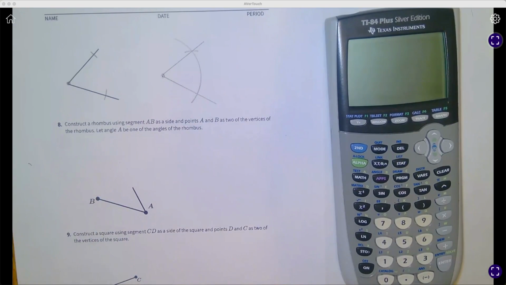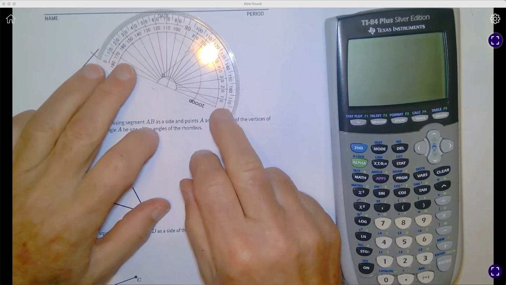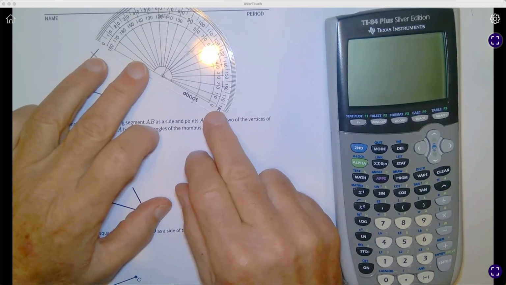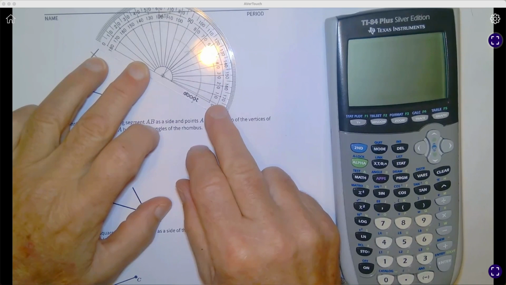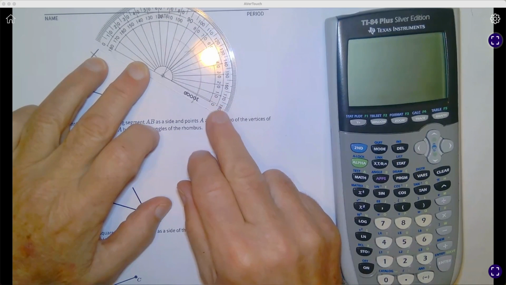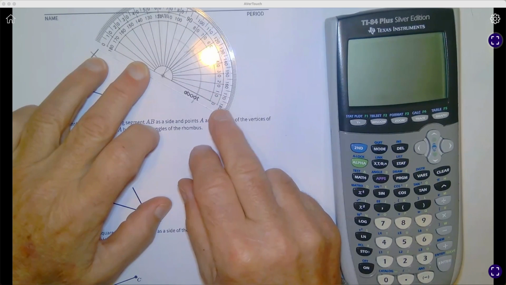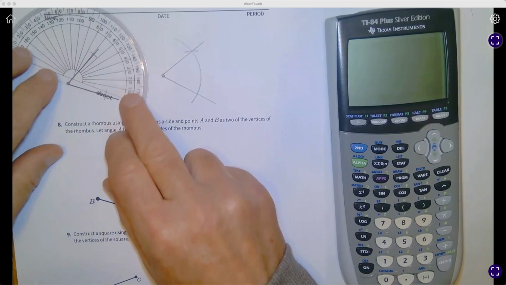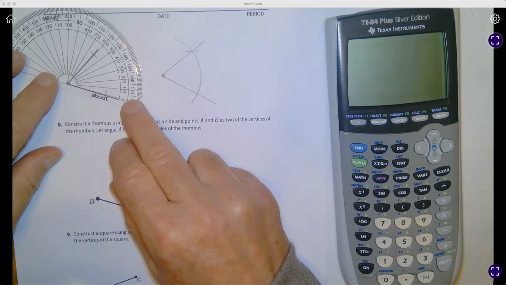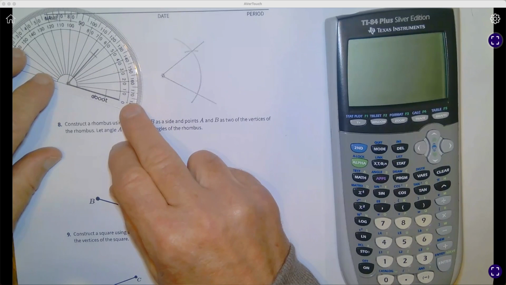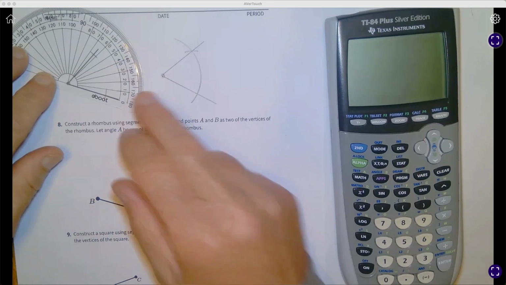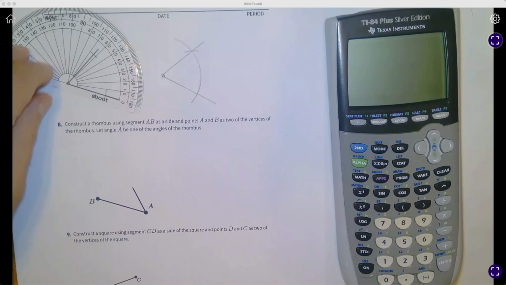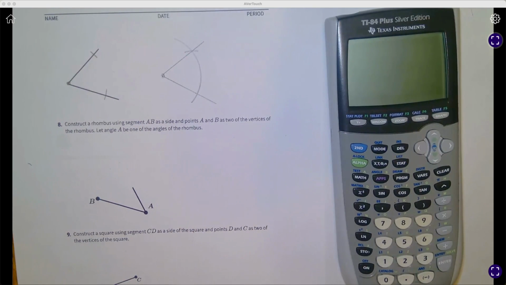I'm going to measure it. I'm going to put my protractor down, and notice that's about 68 degrees. All right, 67 degrees. Let's see what this is. Okay, and look at that. That's about 66-ish degrees, right? So we're good. We got it. We're in good shape. All right, good job.